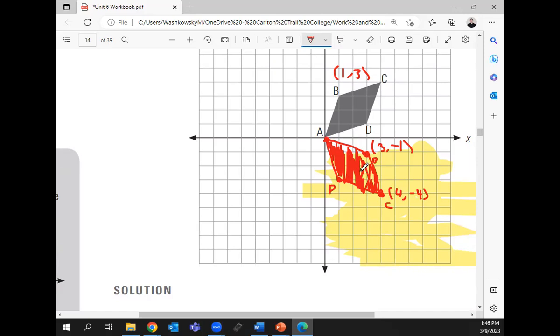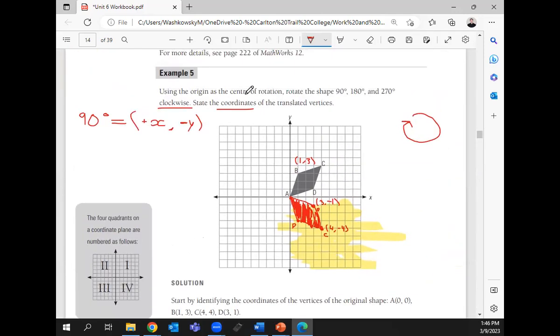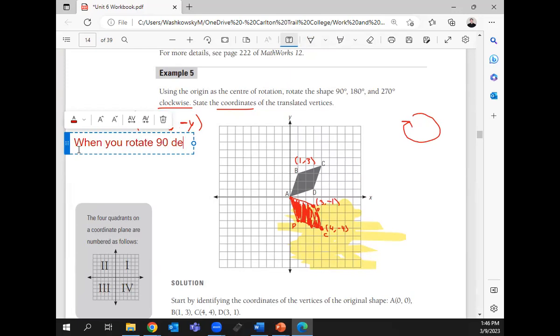So here's the rule that's going to happen here, and you're going to want to actually write this down. In fact, you're probably going to want to write it down up on your reflection page. So when you rotate 90 degrees clockwise, here's a rule that's going to happen.